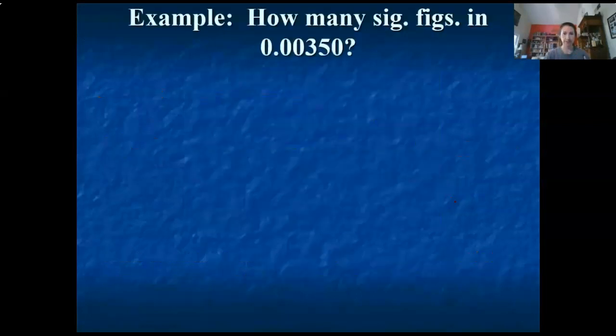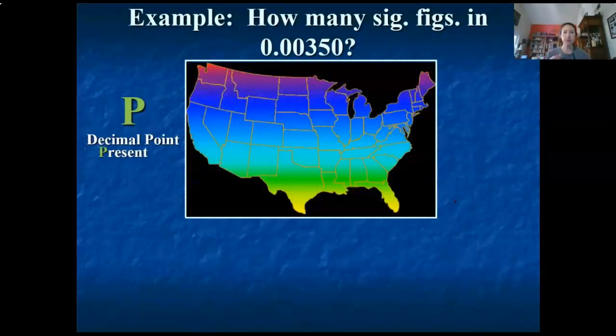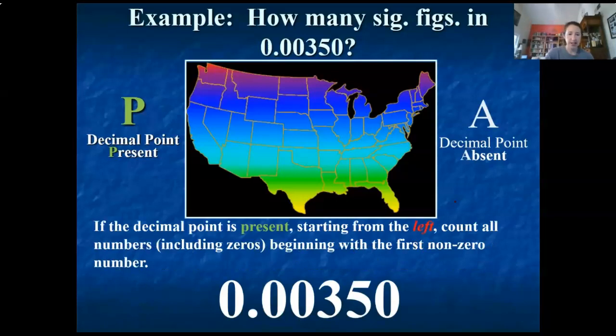Okay, here's our number, 0.00350. First question: is there a decimal place?